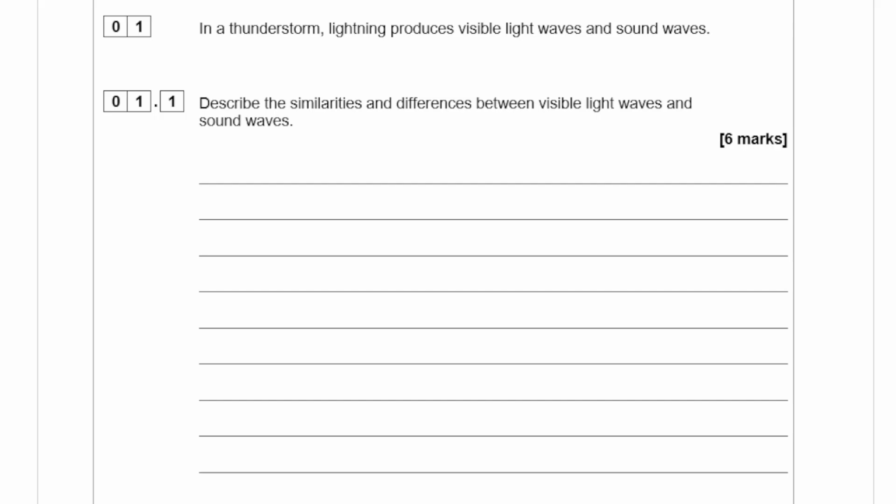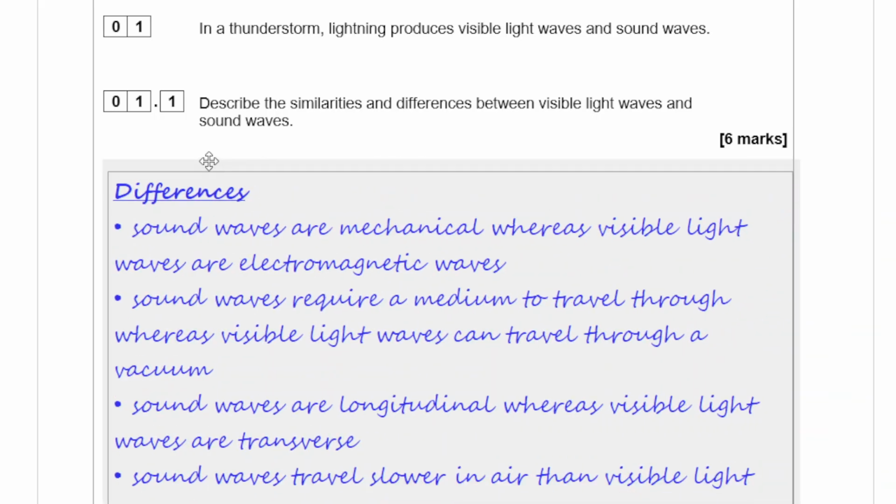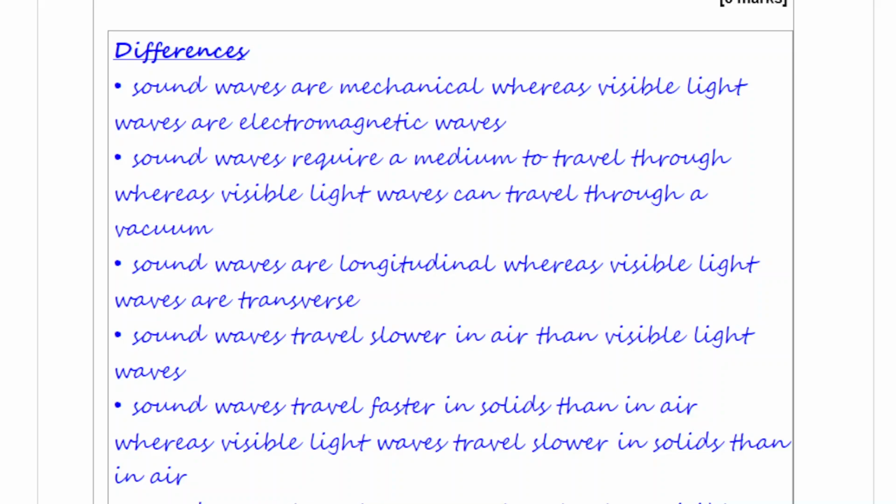Sound waves are faster in solids but slower in air, whereas visible light is actually faster in air but slower in solids. And to do with the differences, there's only a small bit of difference, but here's a sample answer. So these are the differences. There's quite a lot of differences.